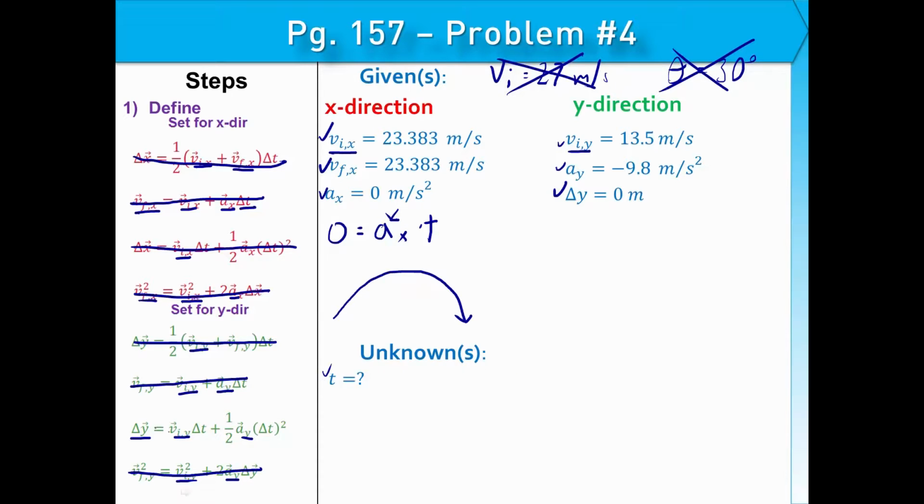And finally, I need time. And time is listed right here and here. So it looks like I'll be using the third equation in the y direction to solve for my time.